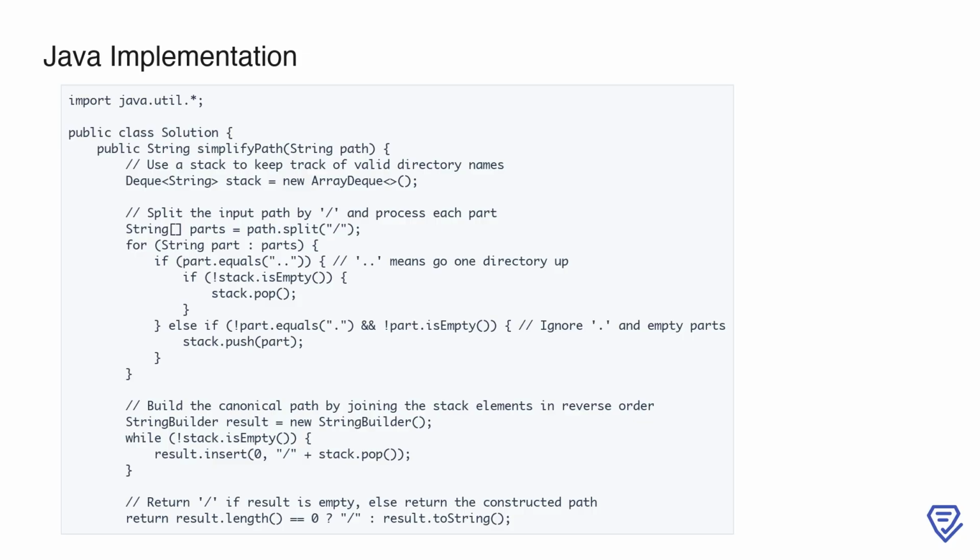If the part is .., it means we need to go up one directory. To handle this, we check if the stack is not empty and, if so, pop the top element. On the other hand, if the part is not dot and is not empty, we treat it as a valid directory name and push it onto the stack. This ensures we only keep track of meaningful directory names while ignoring unnecessary components like dot or empty segments.